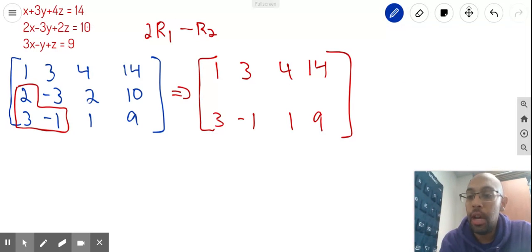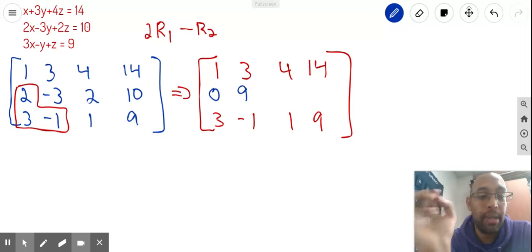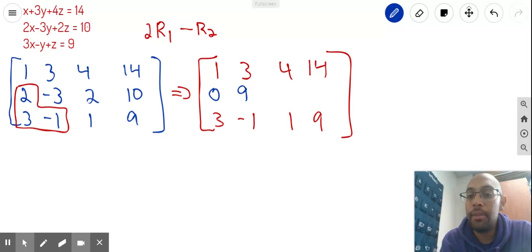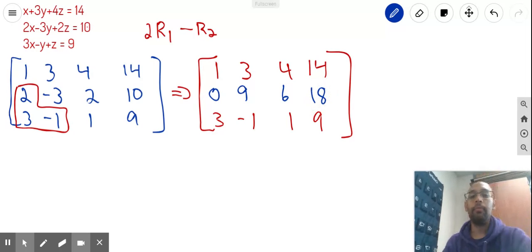So 2 times 1 is 2, minus 2 is 0. 2 times 3 is 6, minus a negative 3 is a positive 9. Be careful with negatives. 2 times 4 is 8, minus 2 is 6. And then 2 times 14 is 28, minus 10 is 18. I've now changed the second row entirely, where the first location of row 2 is a 0. That's one of the 3 spots we need to be 0.